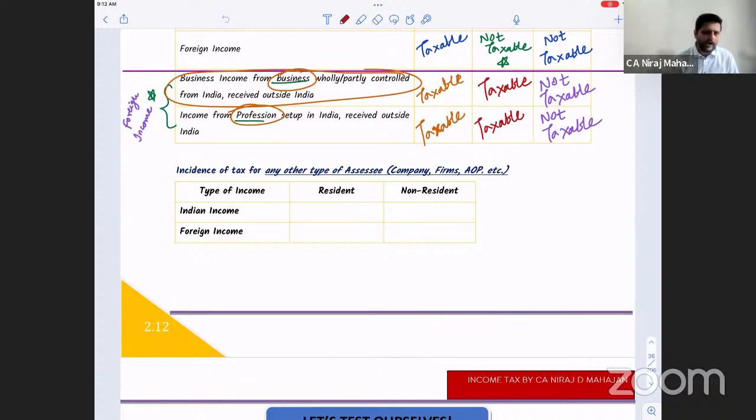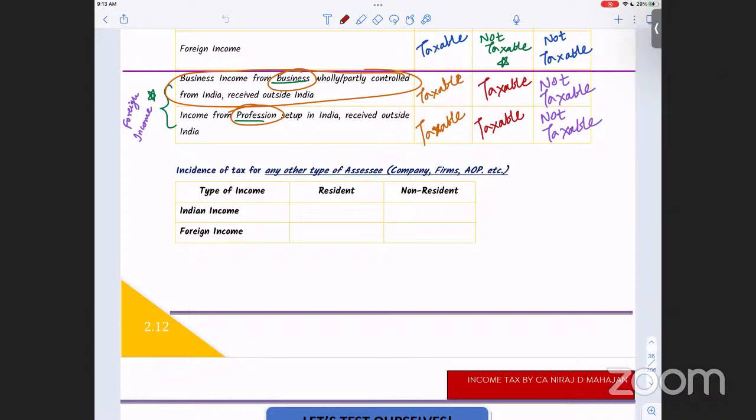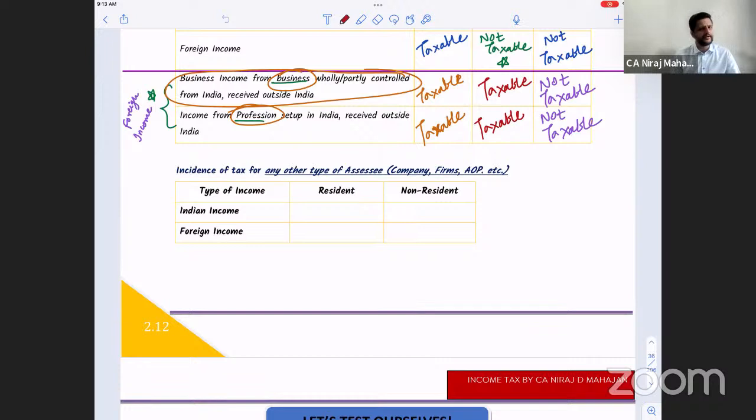Foreign income is always taxed for ROR. That means for ROR, whatever income he earns, you have to tax it in India. It will be taxed in India. Clear till here? Foreign income is never taxed. Any kind of foreign income is never taxed for NR. No foreign income is taxed at all in India.